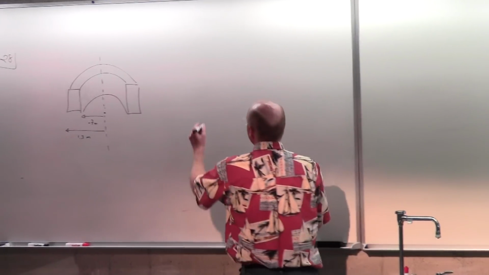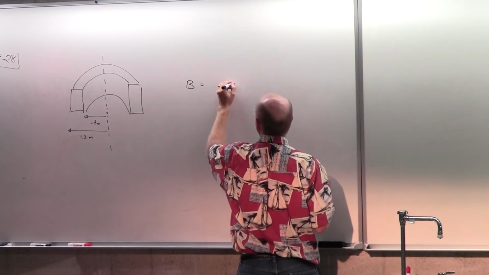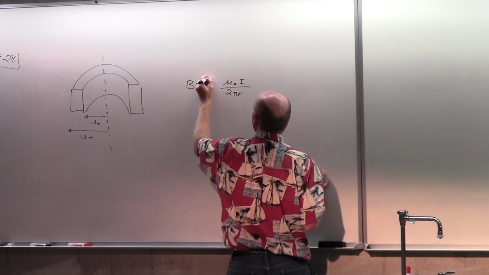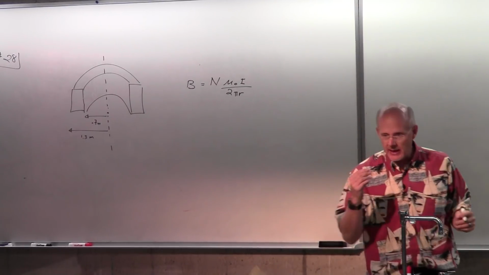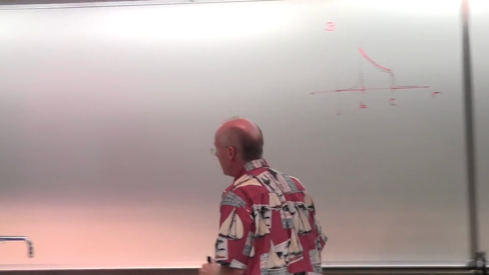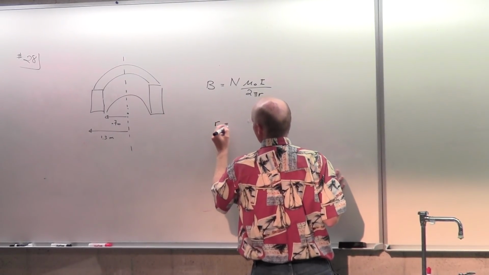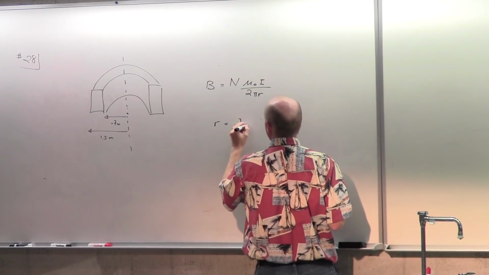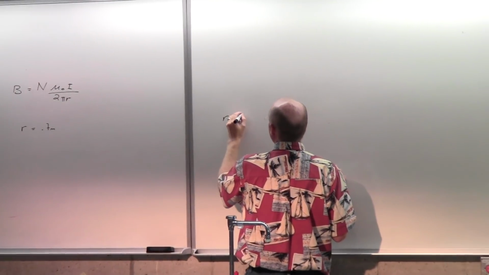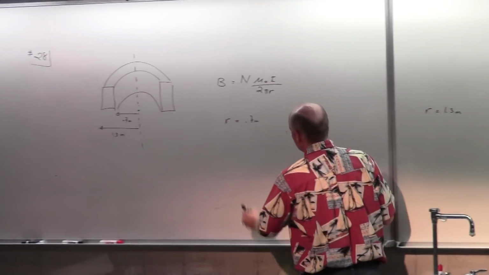What was the equation then for the magnetic field from a toroid? Kind of looked like a straight wire, but amplified by the N, the number of turns in the toroid. So in our case, they wanted to know when you are near the inner edge and when you are near the outer edge. So variations.